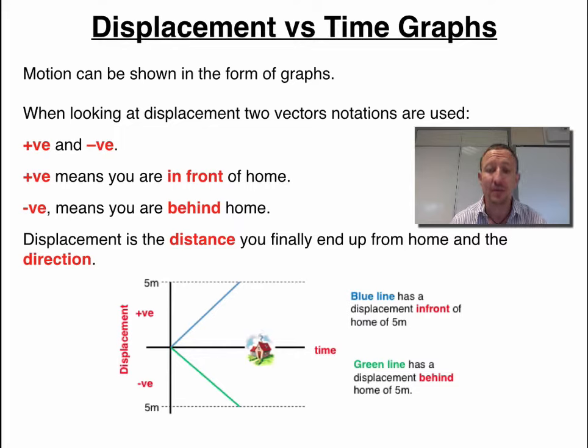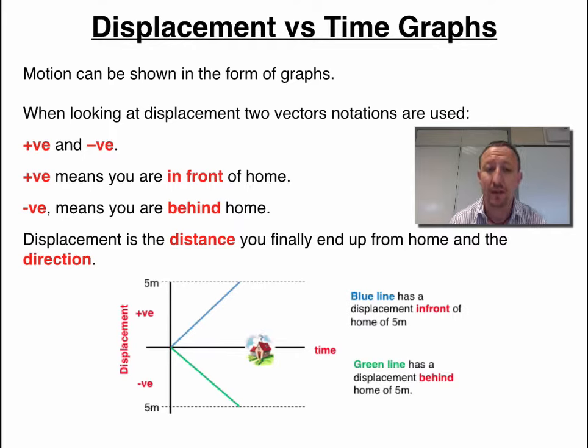Now you can see the blue line, in this case, has a displacement of 5 meters in front of home. Let's interpret that. 5 meters, well, if we look at the top of the blue line, it finishes at the 5 meters, and we read across on the y-axis and we can see it's 5 meters away from home. It's in the positive section, i.e. it's above the timeline or the x-axis, which means it's in front of home.